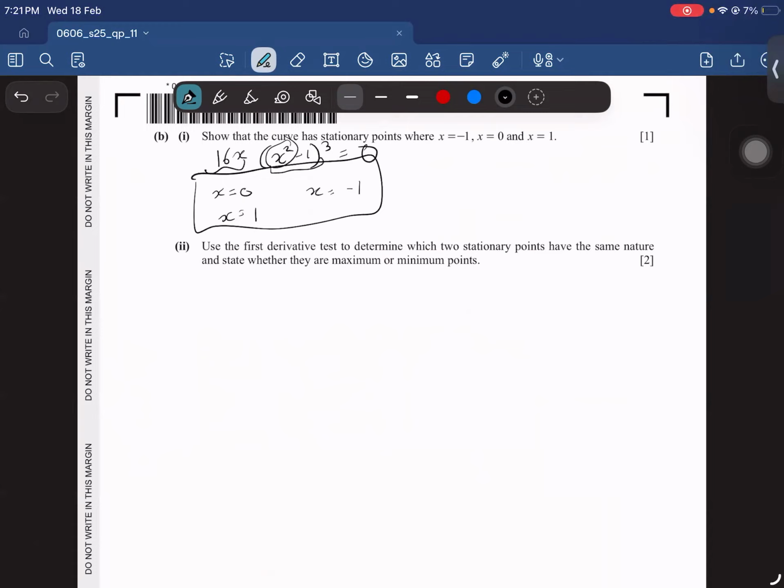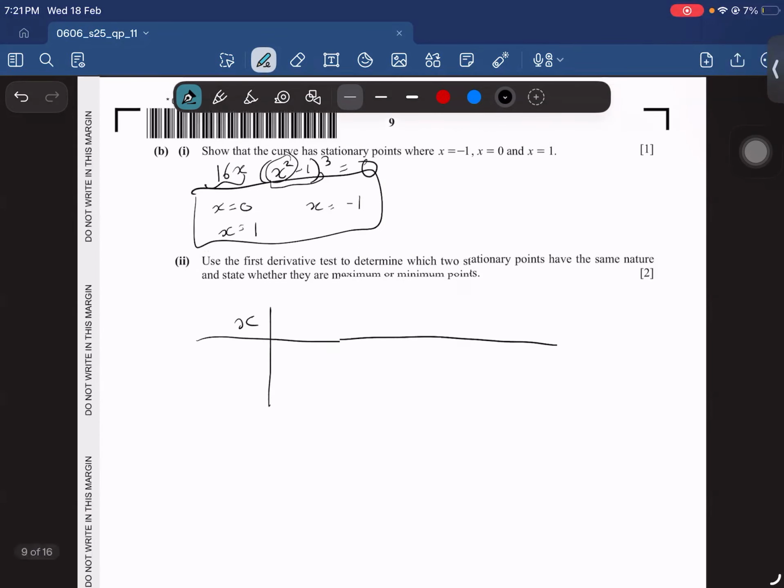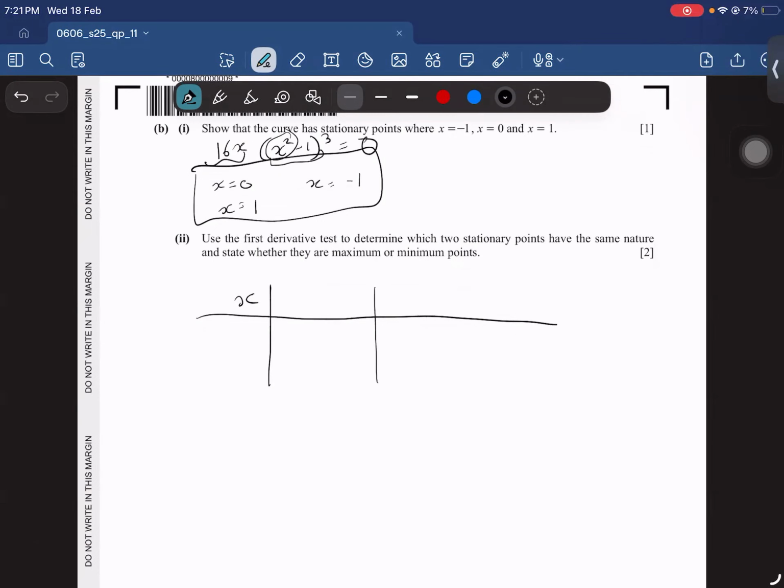The next part says use the first derivative test to determine whether two stationary points have the same nature and state whether they're a maximum or minimum points. So let's make a table here. We have -1 and 0 because we have these as our stationary points. So we're going to take all the cases, right? 0 itself, and we have 0 to x to 1.